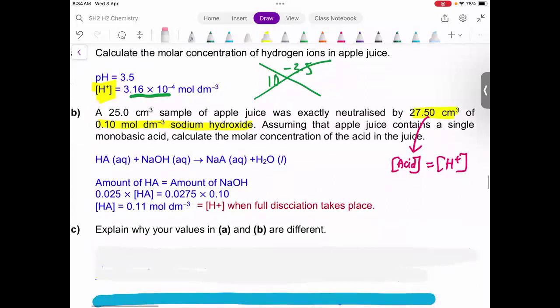So with this in mind, the amount of H plus will equal the amount of HA, which will equal the amount of OH minus.